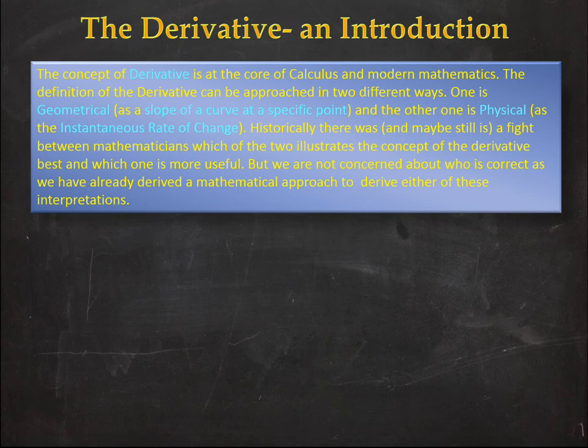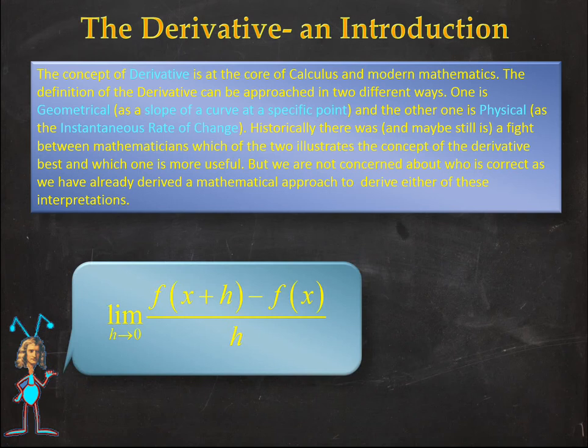Historically, there was, and probably still is, a disagreement between mathematicians in which one of these two interpretations best illustrates the concept of the derivative, or which one is more useful. But we're not concerned about who is correct, for we've already derived a technique to calculate either one of these, and that is our famous limit definition.